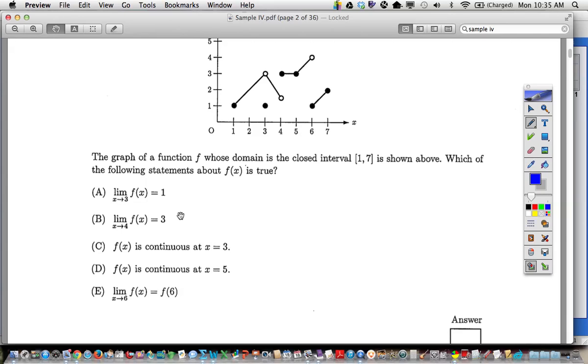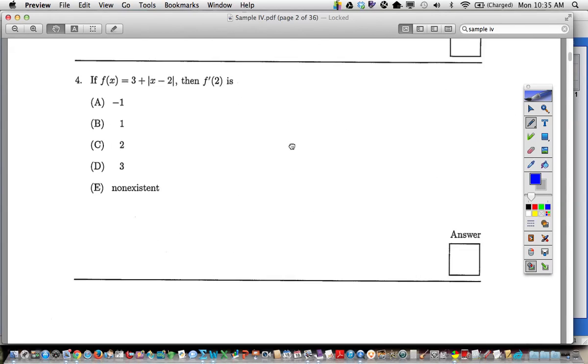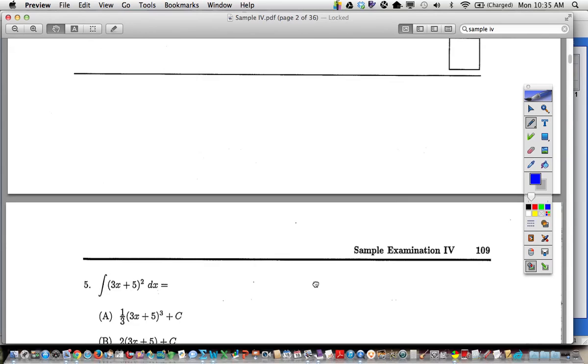Does the limit as x approaches 6 equal f of 6? That's false. The f of 6 is that point. The limit doesn't exist, right? Because the cars wouldn't meet at 6. So they're all false except D, right? So anyway, those are just quickly looking at some examples. I was hoping to find one. Maybe we'll have some work time here later. Maybe I can find another one.